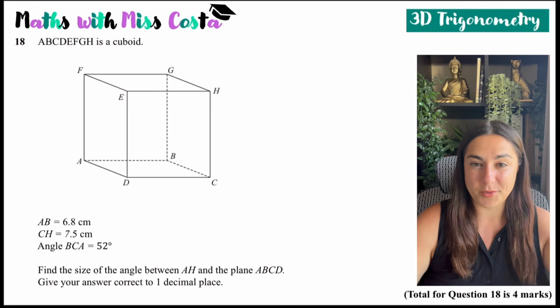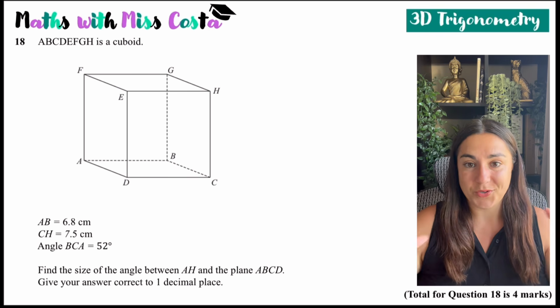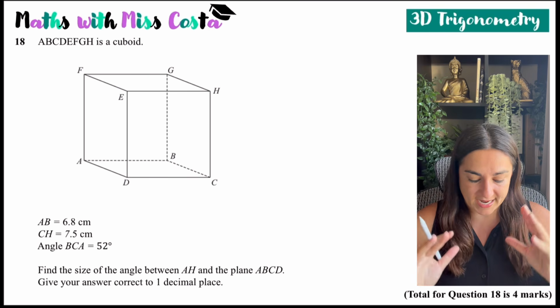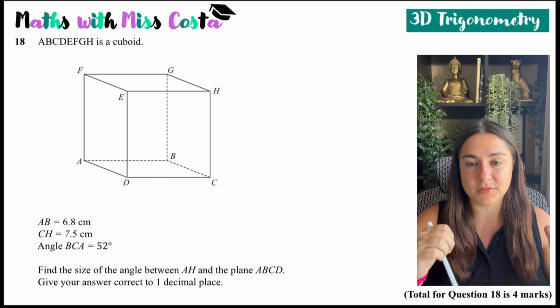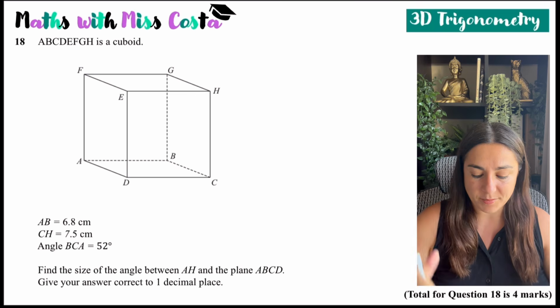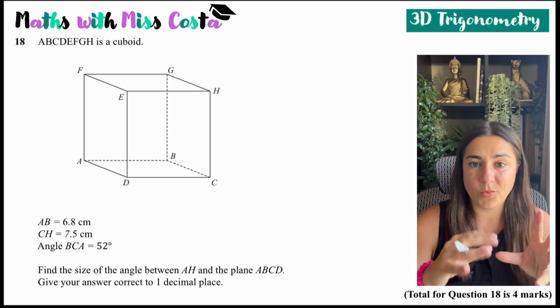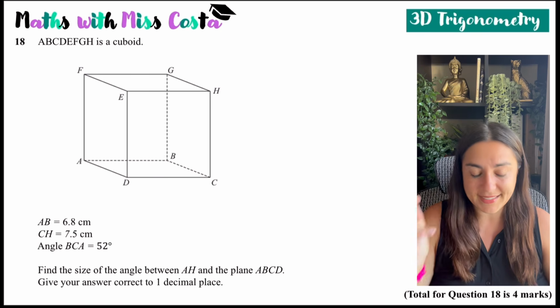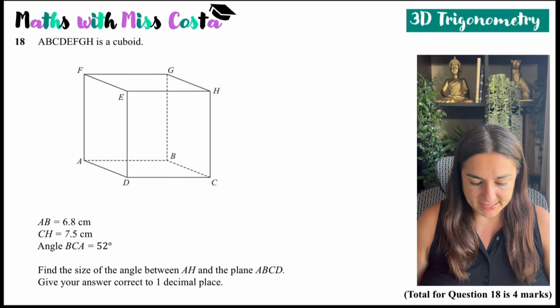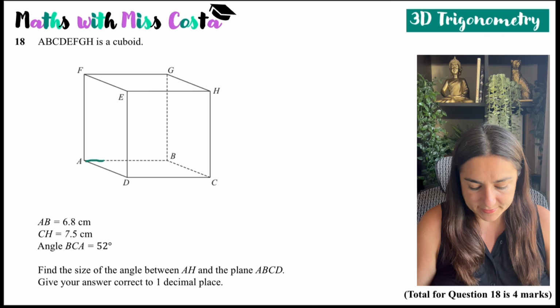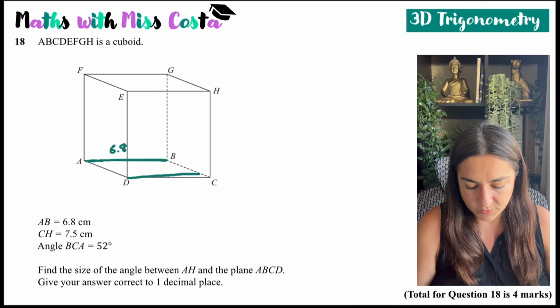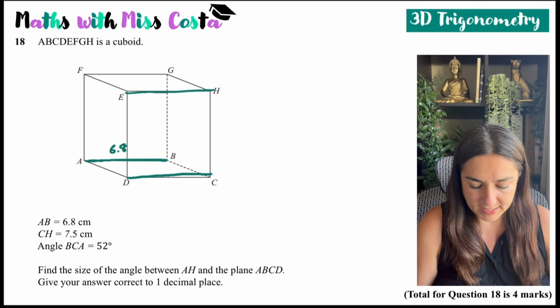Okay, so in this question we've got 3D trigonometry. Now with 3D trigonometry, the key is to try and visualize it, and then any kind of right angle triangle that you recognize within the 3D shape, draw them out as 2D so that you can work on it separately. So let's have a look. We're told that A, B, C, D, E, F, G, H is a cuboid. We know that AB is 6.8 centimeters, so this line here, which means that DC will also be 6.8, EH and FG.